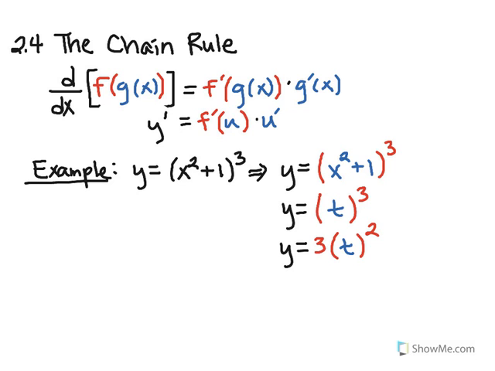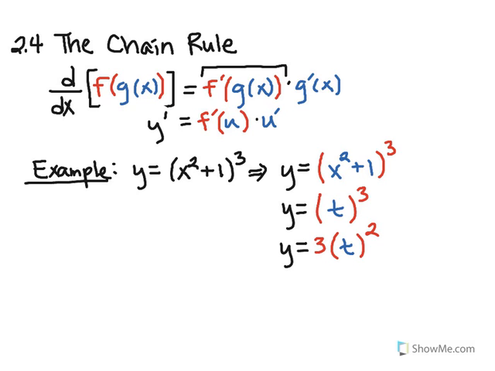Now I want you to take a look back here at the Leibniz notation. This very first part right here is what we just did. I took the derivative of my outside function and I left g of x alone. I haven't done anything to it yet.